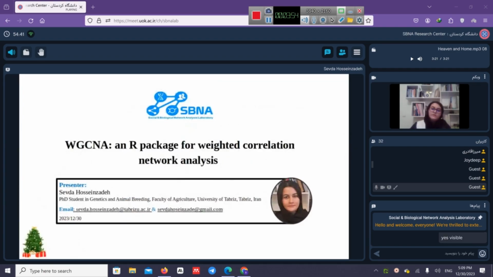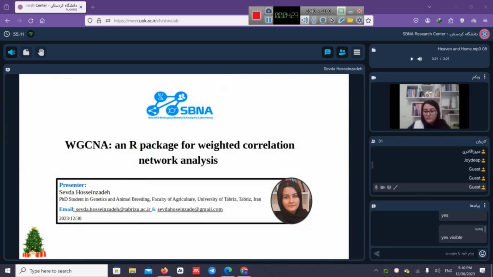Today we're going to talk about the WGCNA package. It's an R package for weighted correlation network analysis. WGCNA is one of the useful and user-friendly packages based on R, but it has some details, and while using it, it's better to pay attention to some biological and statistical points. Today I'm going to talk about these important points.